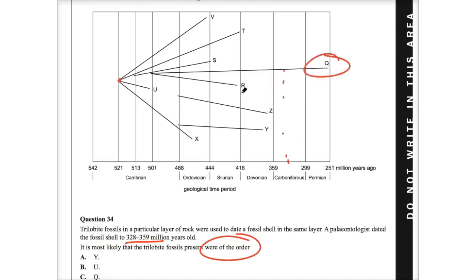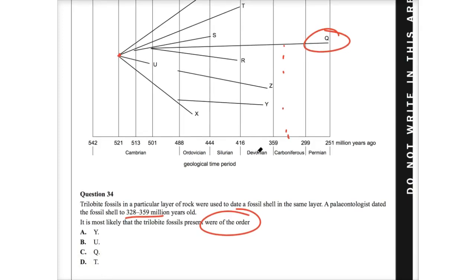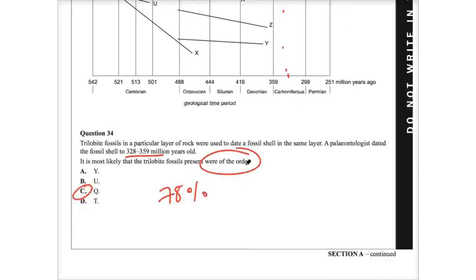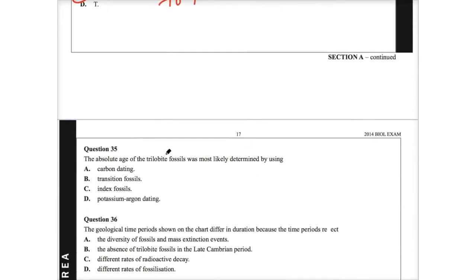It can't be Z, Y, R, T, S, and V, because those orders were discontinued due to some sort of mass extinction. So therefore, the answer is C. And people found this pretty accessible, with 78% of students getting this correct. Now we go down, and question 35 looks at the absolute age.